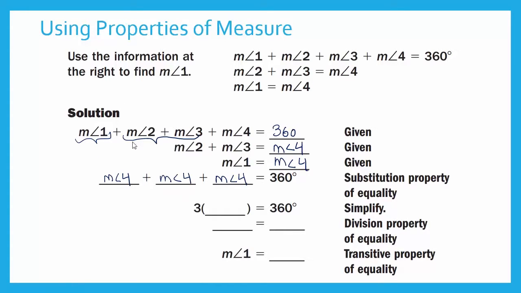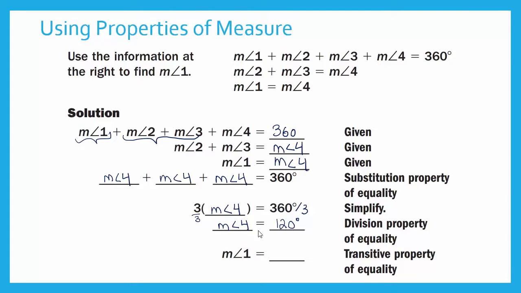Now I have three measures of angle 4. So the measure of angle 4 plus the measure of angle 4 plus the measure of angle 4. Since I had three of those, that's three times the measure of angle 4. And that's equal to 360. I'm just simplifying. Isolate the measure of angle 4 by dividing both sides by 3. So I'm using the division property of equality. 3 divided by 3 is 1. I'm just left with the measure of angle 4 on the left-hand side. 360 divided by 3 is 120. So the measure of angle 4 is 120 degrees.